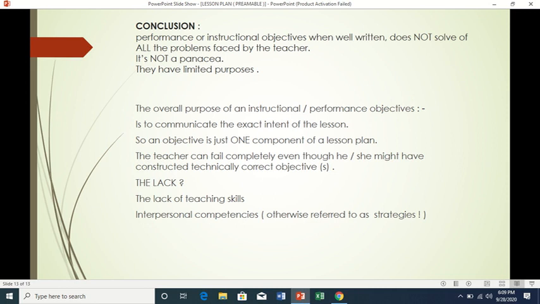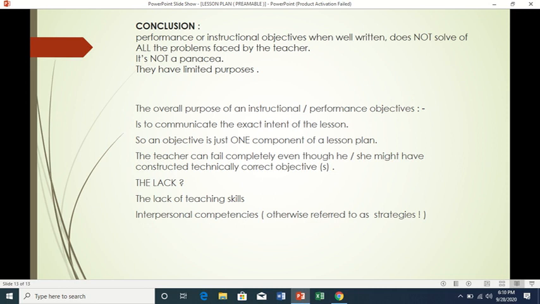So the overall purpose of instructional performance objectives is to communicate the exact intent of the lesson. Exact, precise. That is why the verbs are very important. An objective is just one component, I want you to note, in the teaching process of 1 hour or 2 hours. The objective that has been set is just a component of a lesson plan. As teachers, we can fail completely even though we may have constructed technically correct objectives. Why? There should be a lack if a teacher fails in that. And there are 2 things here that we must note. The lack of a teaching skill.